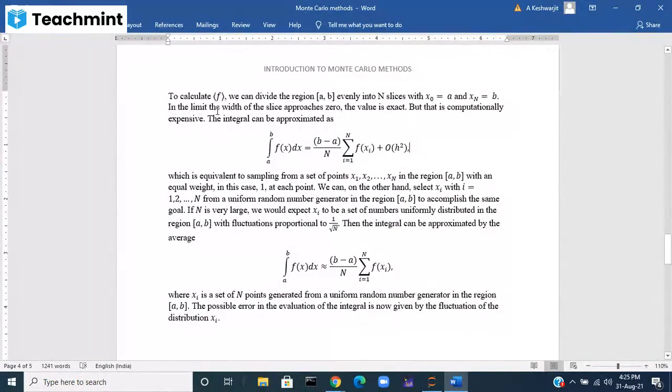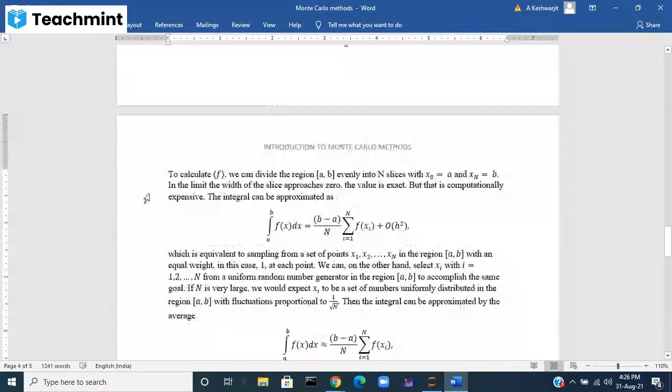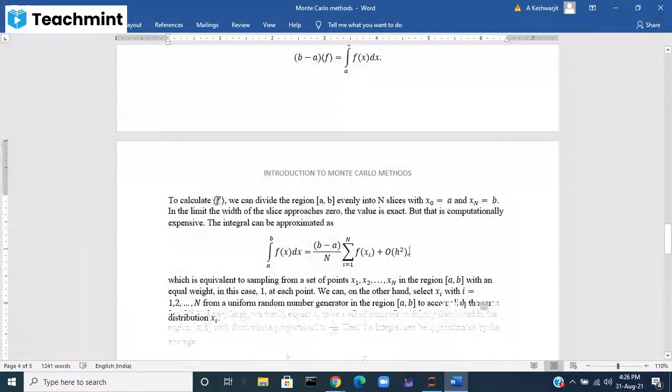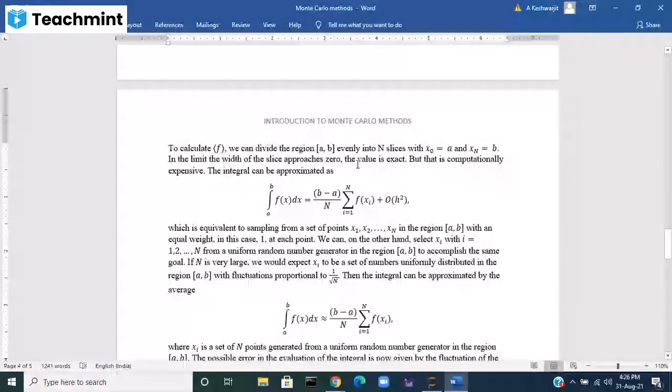In the limit, the width of the slice approaches 0. When n is very large, the width of each slice will approach 0. And in the limit, the value of this average will be exact. The value of the expectation of f will be exact, but that is computationally expensive.